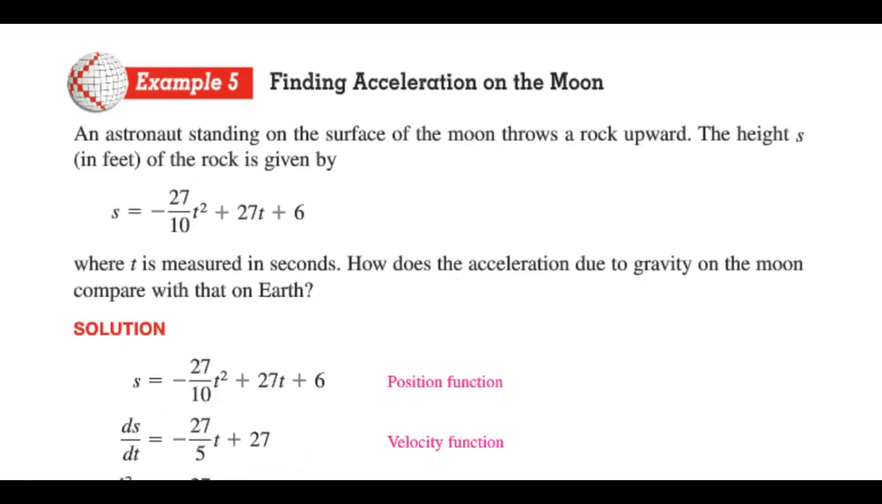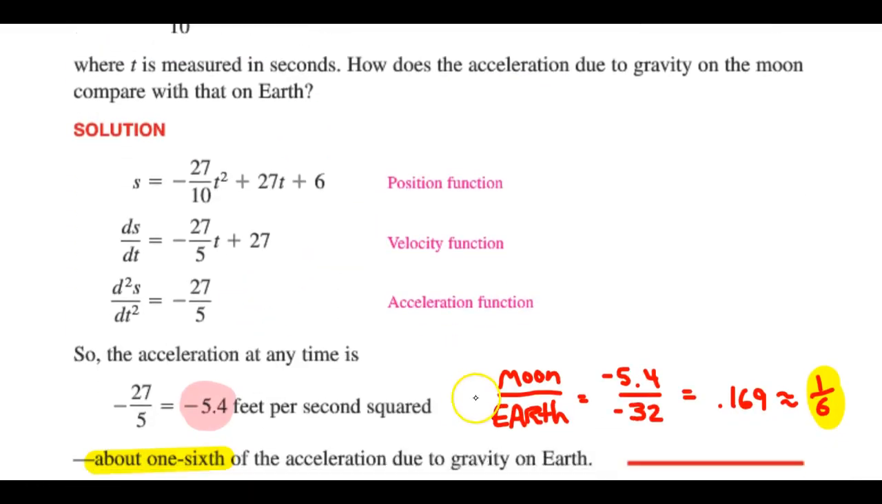And to do that, we just set up a ratio. So we say the moon, negative 27/5, which is about negative 5.4, but you could take negative 27/5 and then divide that by negative 32. And we get about 1/6. So it's about 1/6 of the acceleration.